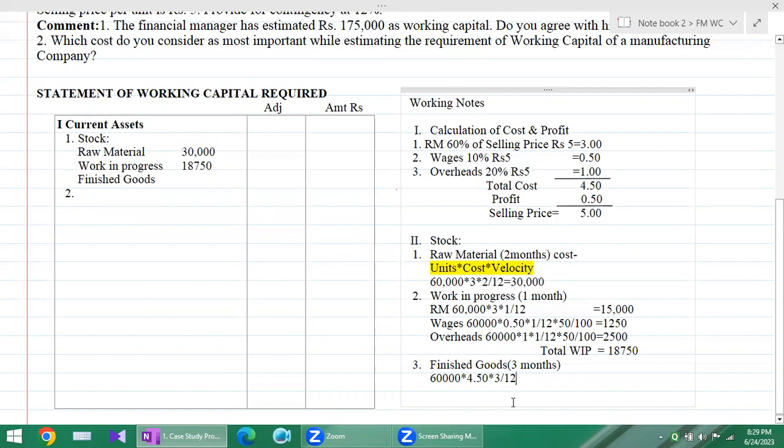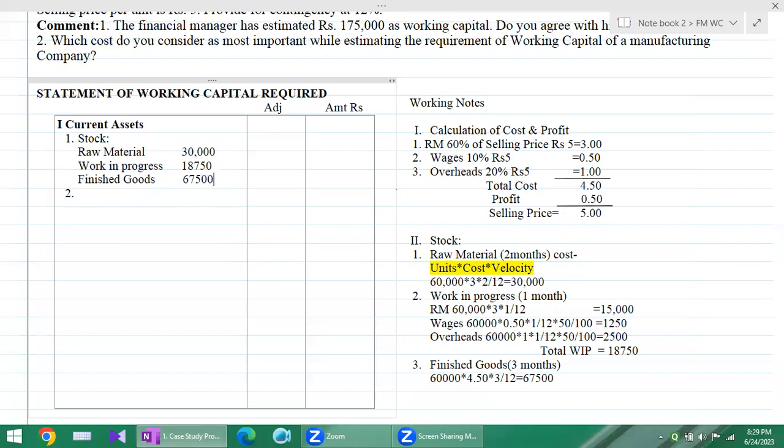Okay. So finished goods, as all of you know, the formula is 60,000 into 4.50 into 3 divided by 12. The answer you get is, yes, it is 67,500. Okay. 67,500. The same amount, I'll take it in the statement. That is 67,500.